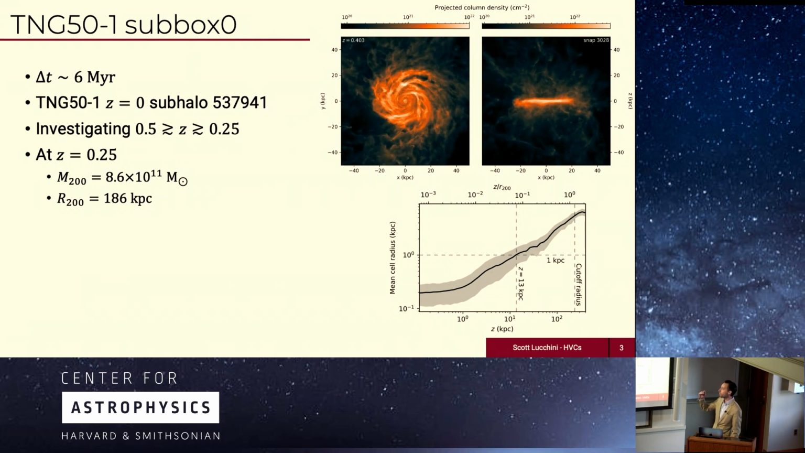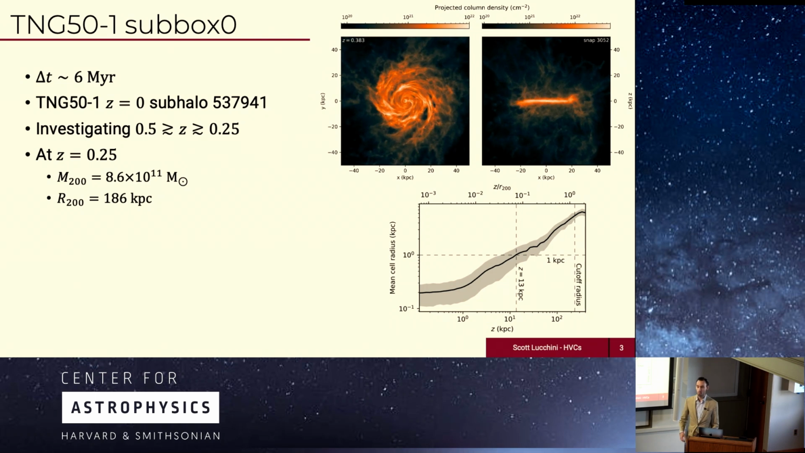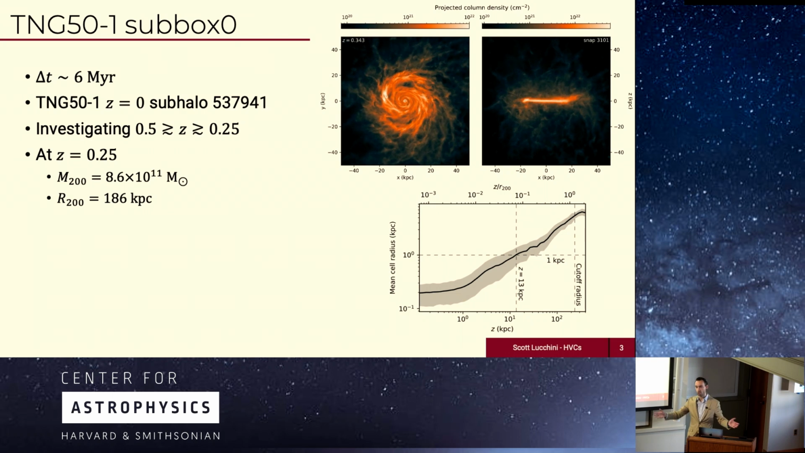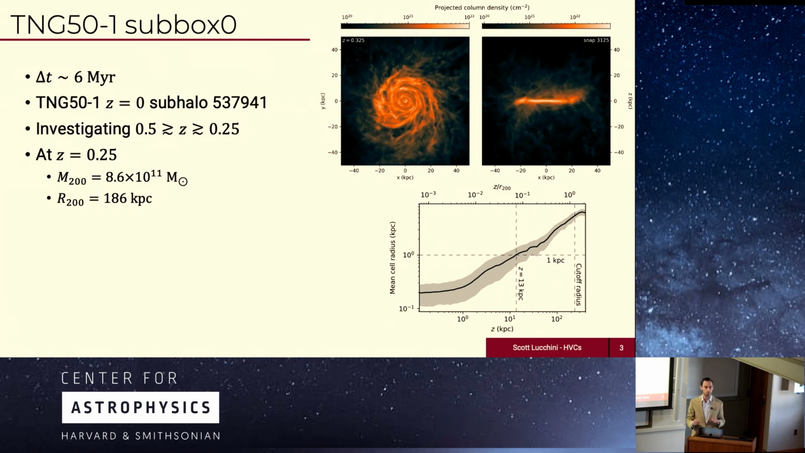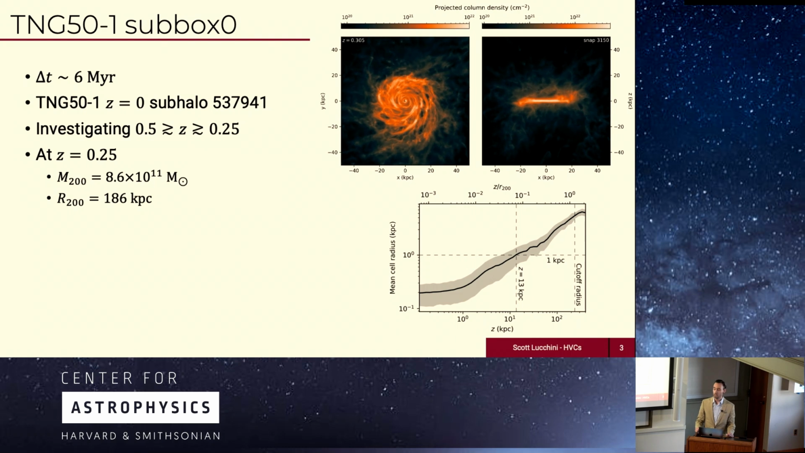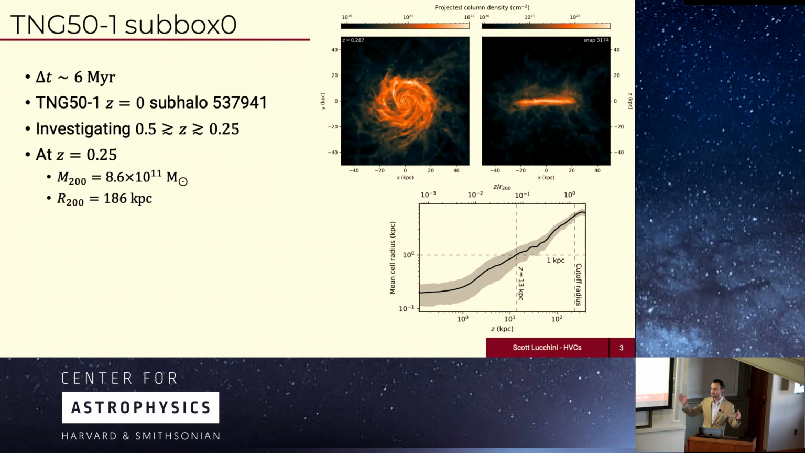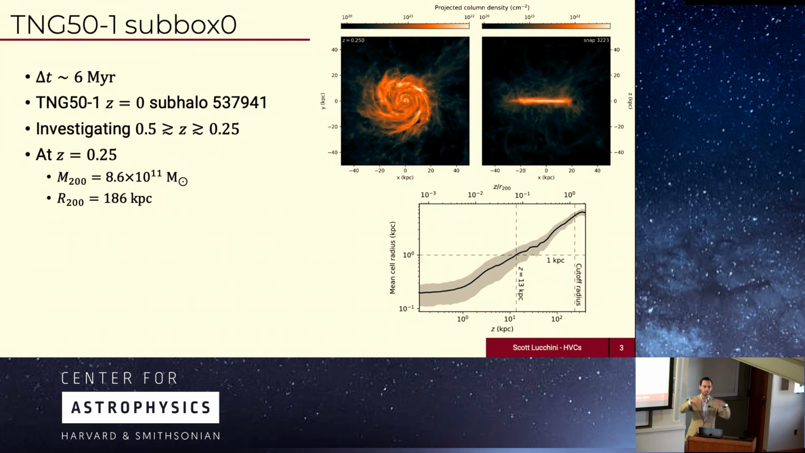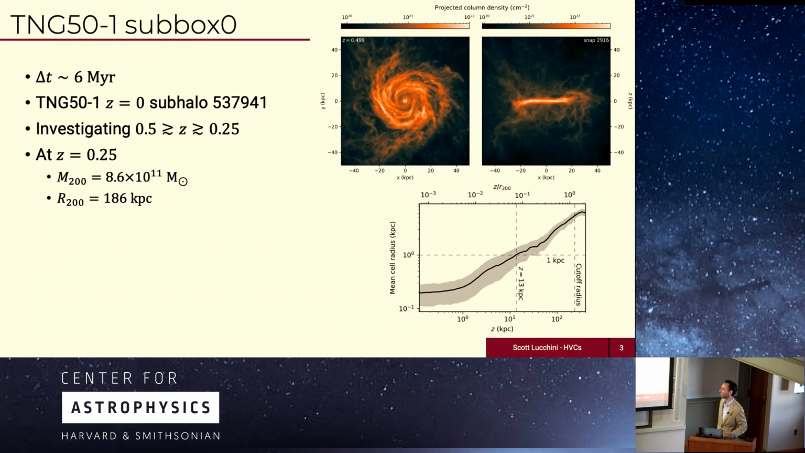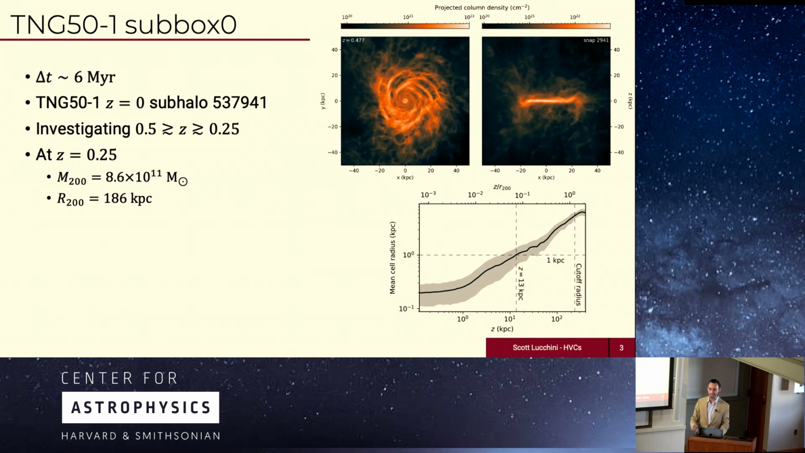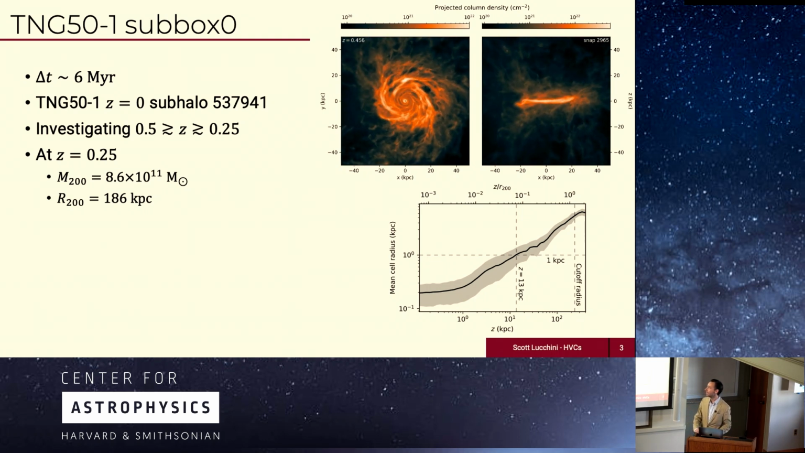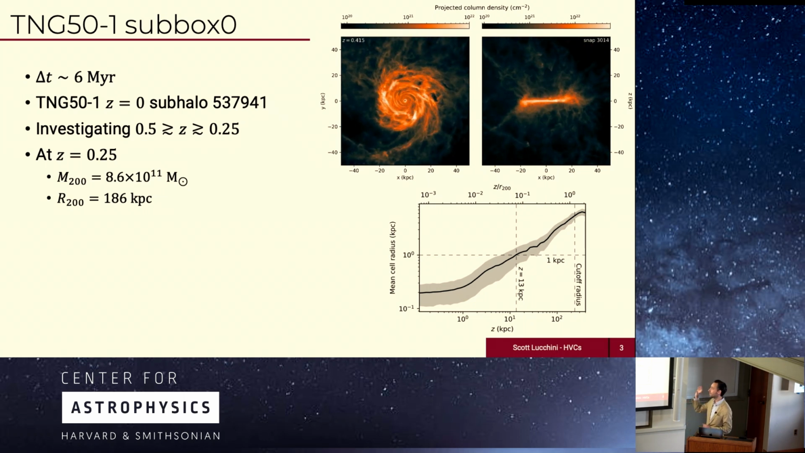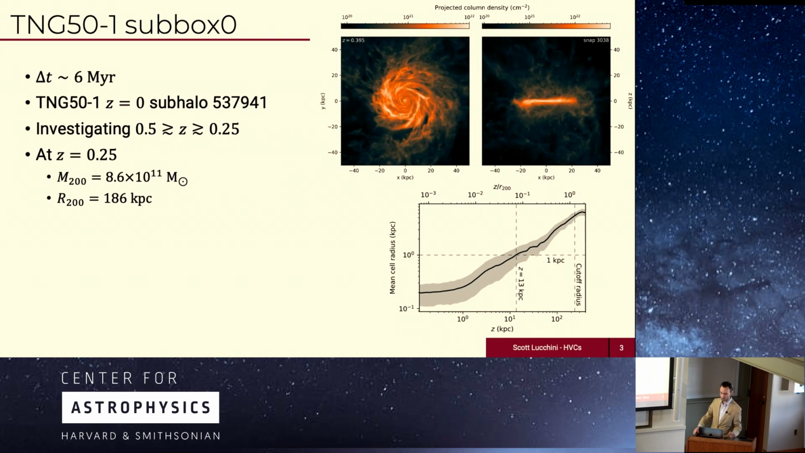But beyond that, there's one additional component of the TNG public data release that made this analysis possible, and that's the sub-boxes. So in addition to the full volume with 100 snapshots, there's 3 sub-regions of this simulation with thousands of snapshots every 6 million years. Well, one snapshot every 6 million years that leads to thousands of snapshots. And so there's one of these Milky Way-like galaxies in one of these sub-boxes, 537941 for anyone counting.